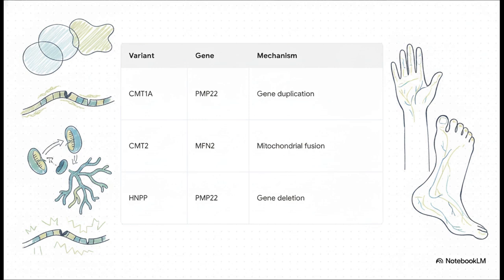And it's so interesting to contrast this. While CMT1A is a duplication of PMP22, HNPP is a deletion of that exact same gene, and that presents clinically as pressure-related transient nerve palsies.